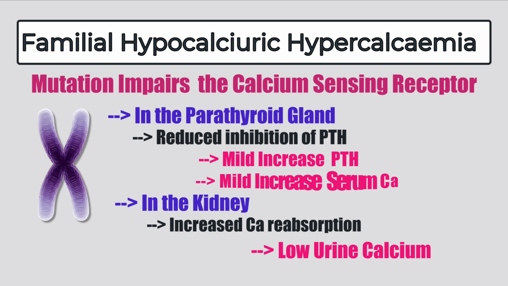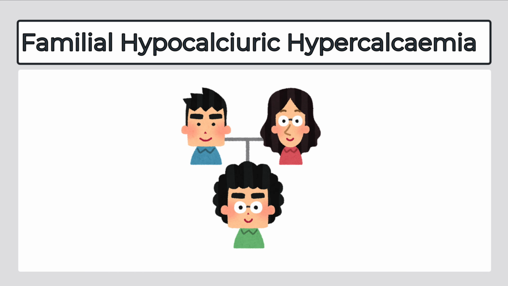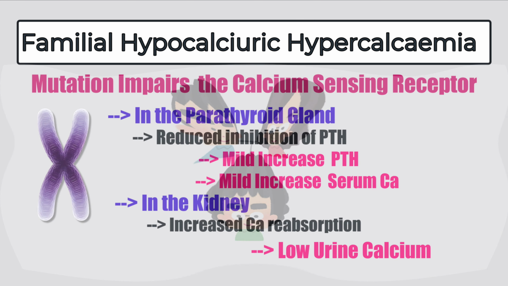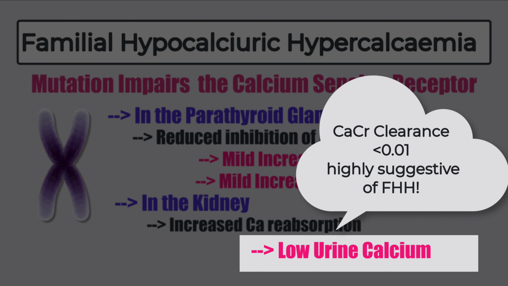You'll find a serum calcium that is modestly elevated. It's usually not extreme. It's usually been like that for quite some time. The patient is neither up nor down with it and has no symptoms. It's usually a pretty benign elevation. There's often a family history of hypercalcemia that's stable over many years, and there's importantly a low urinary calcium, and a calcium creatinine clearance of less than 0.01 points strongly towards this condition.